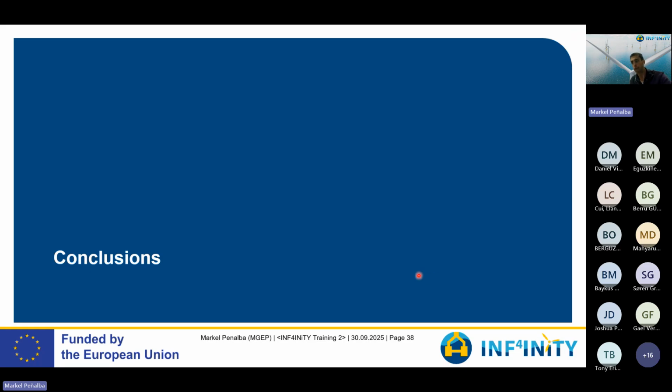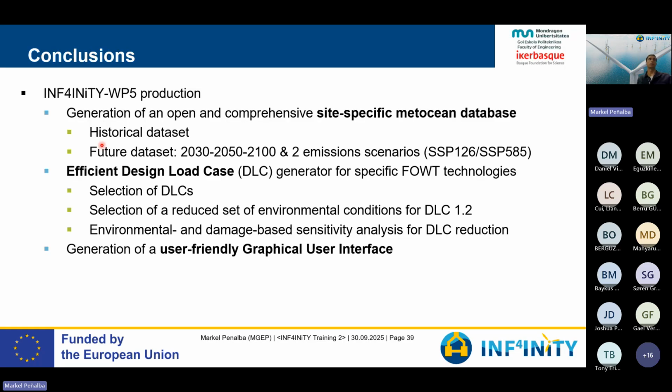So finally, and I'm sorry about the delay, but finally, the conclusions. So basically, the INF⁴INiTY Work Package 5 has produced the site-specific Methodian database for the Adriatic, Scottish, and Baltic seas, with historical datasets and also future datasets with 3 different horizons, 2030, 2050, 2100, and 2 emission scenarios. The conservative one with the carbon emission reductions, and the business as usual one with the same level of carbon emissions up to 2100.